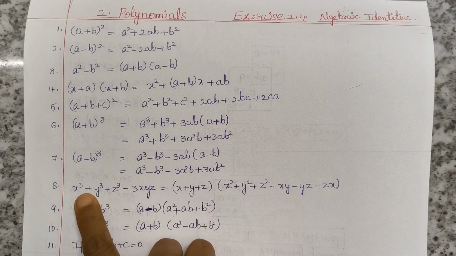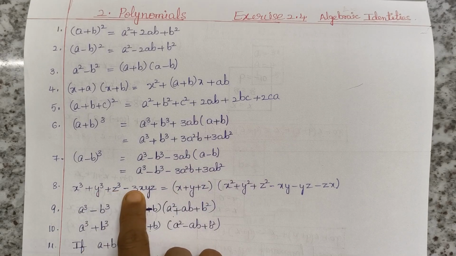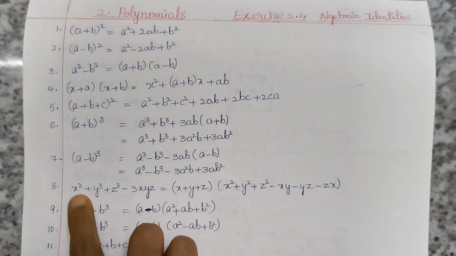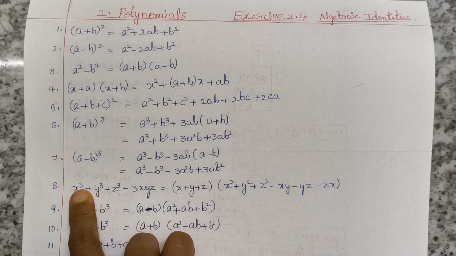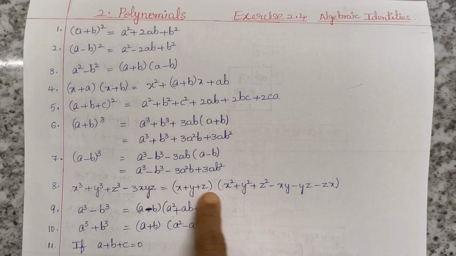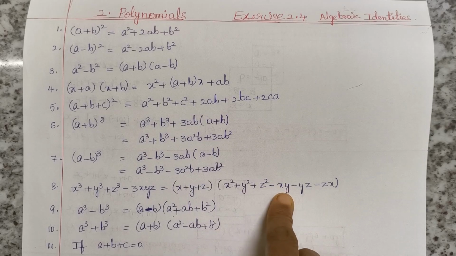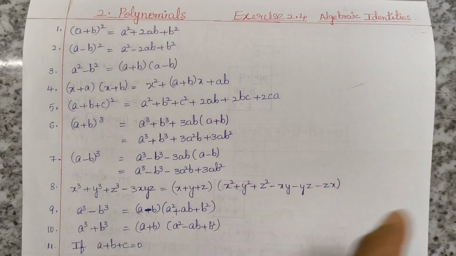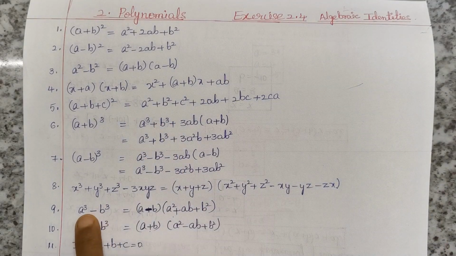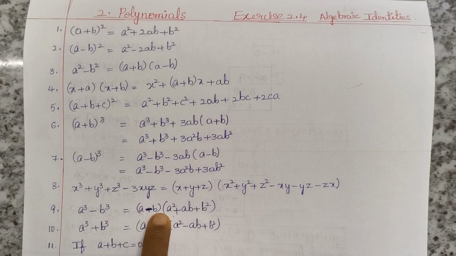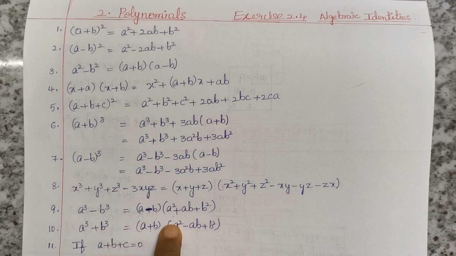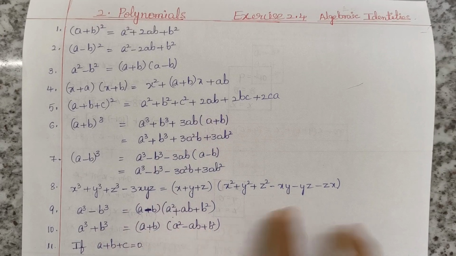Next, one more identity, a cube plus b cube plus c cube minus 3abc. Otherwise you can use x also. These formulas also you can use x or a also, no problem. See here, a cube plus b cube plus c cube minus 3abc is equal to (a plus b plus c) into (a square plus b square plus c square minus ab minus bc minus ca). Okay, this is the 8th formula. Next, using this formula, again this formula will come: a cube minus b cube is equal to (a minus b) into (a square plus ab plus b square). Next, a cube plus b cube is equal to (a plus b) into (a square minus ab plus b square).